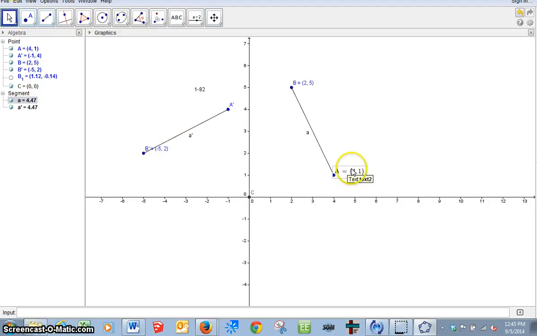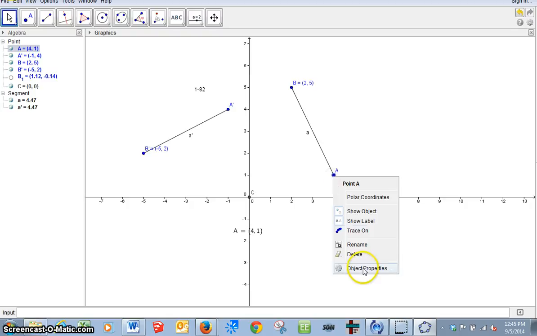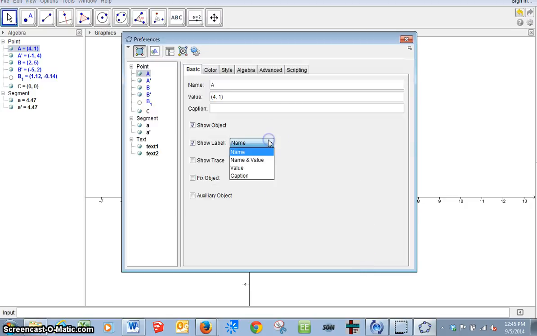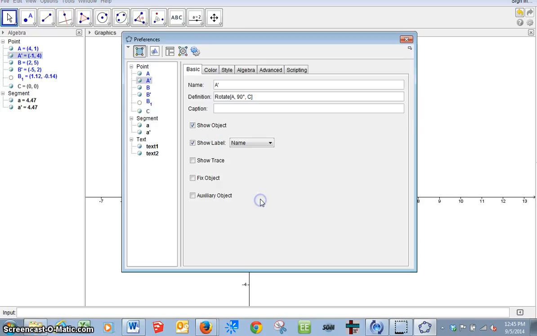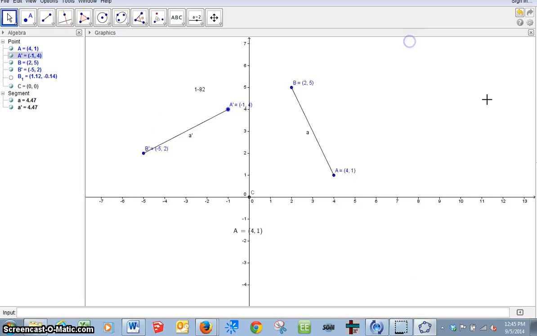And I see that my label didn't show up for A prime, and that's because I don't actually have a label on A, so I'm going to change that. Name and value. And I'm going to change A prime to name and value, so that we can see that the expectation we have for these 2 points, which is that the X and Y values will switch, and perhaps a sign will change, has happened.